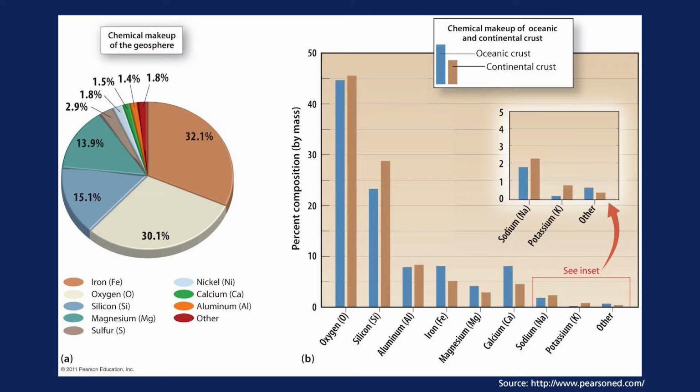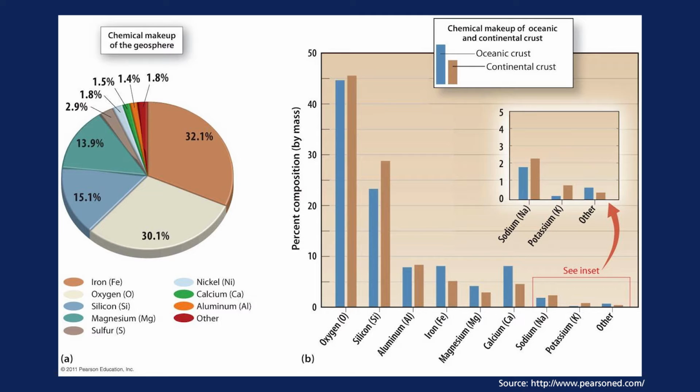15.1% would be the element silicon, and oxygen and silicon, these two elements forming a compound, are very prodigious in the geosphere. Magnesium is 13.9%, sulfur at 2.9%, nickel 1.8%, calcium 1.5%, aluminum 1.4%, and all other elements only compose 1.8% of the geosphere.